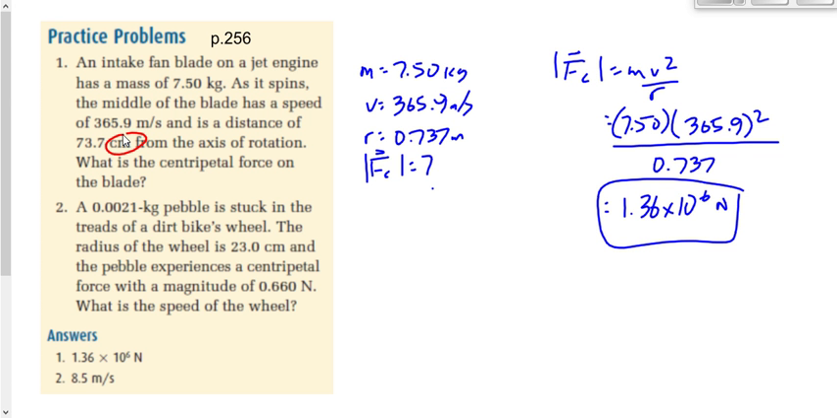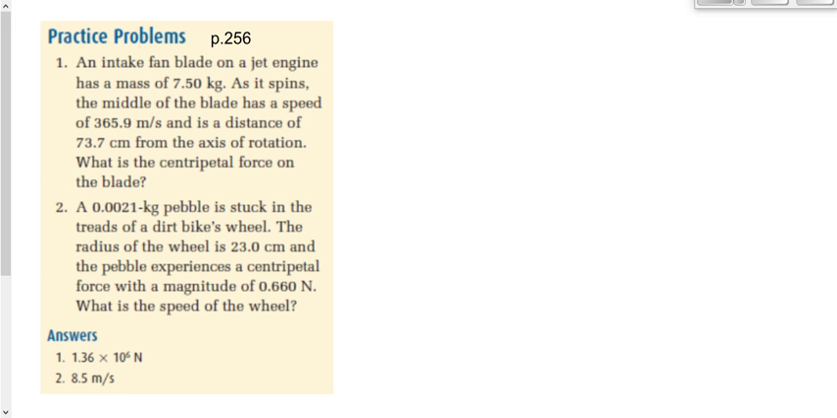Okay, question number 2. A .0021 kilogram pebble is stuck in the treads of a dirt bike's wheel. The radius of the wheel is 23 centimeters. Got to convert that to meters. What's the speed of the wheel here? We're going to say FC is equal to mv squared over r. We just got to rearrange this to solve for speed.